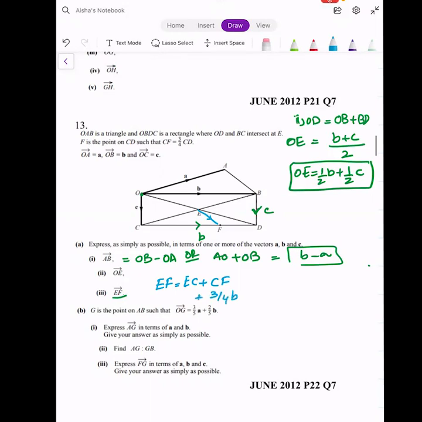For EC, I will first have to find out BC. BC is going to be BD plus DC. BD is C and DC is minus B. Divided by 2 will give me EC. So C upon 2 minus B upon 2. So now it is going to be C upon 2 and minus half plus 0.75 plus.